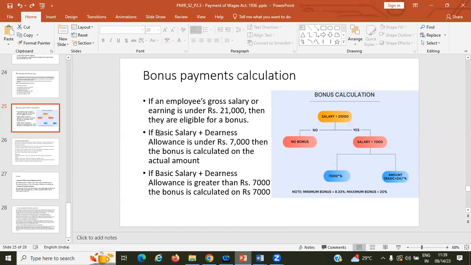You calculate this. If the basic salary plus dearness allowance is under 7,000, then the bonus is calculated on that actual amount. Suppose someone is getting basic plus DA less than 7,000, then the bonus is calculated based on the actual amount. If it is more than 7,000, then 7,000 is the bar, and the calculation happens based on that 7,000. We can see some examples and the percentage used. So this is the formula you remember.